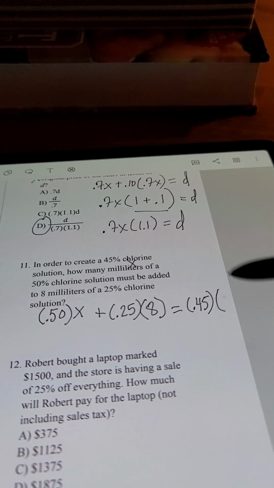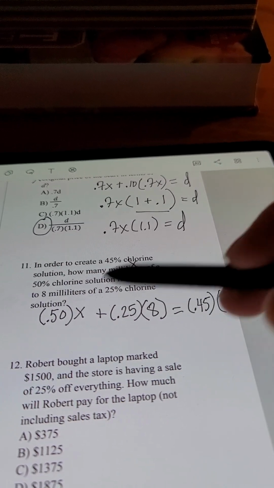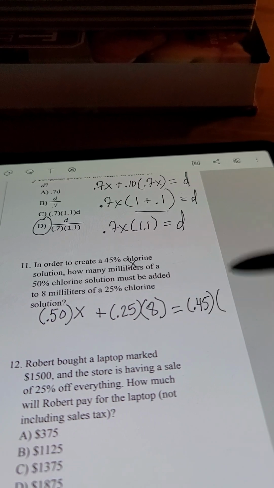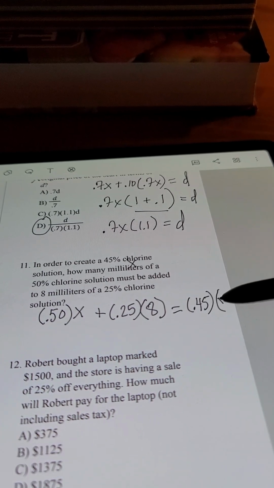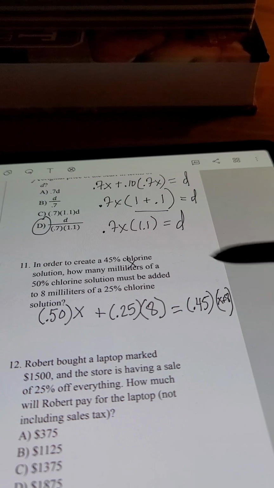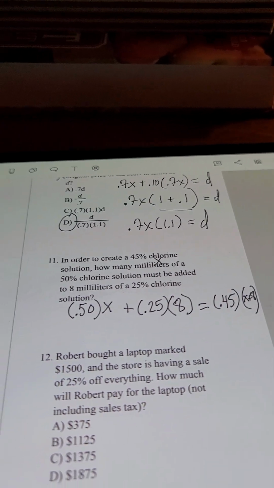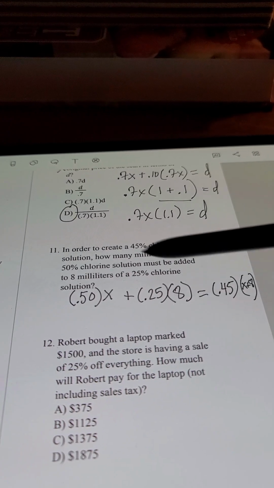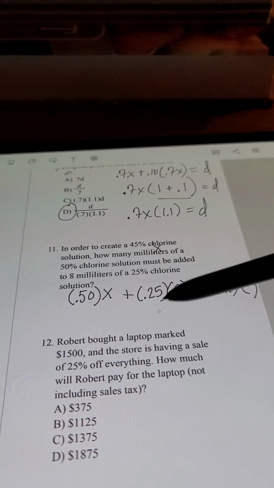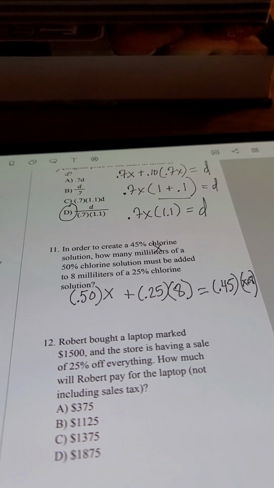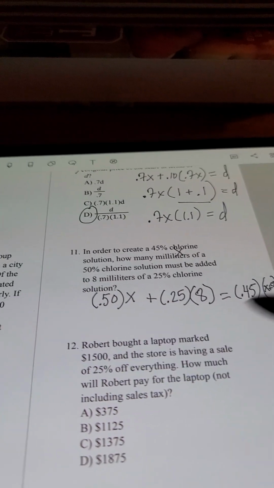And then also you have to think of the volume, which would be just equivalent to 8 plus X, because this is the volume of this one, and this is the volume of this one. So if we put it together, we get the total volume of the whole mixed solution, X plus 8. So now you just need to simplify, multiply out the parts and combine your like terms to solve for X. So let's do that.